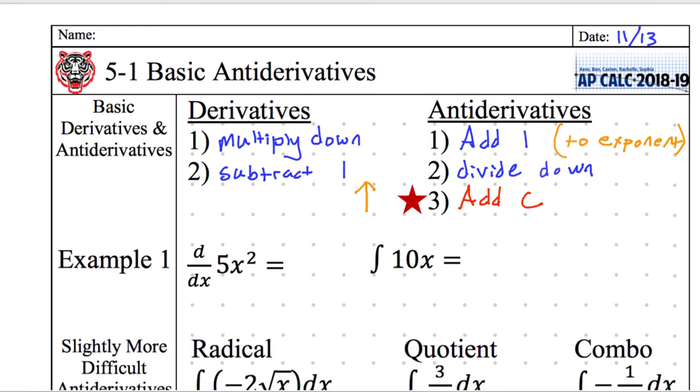So let's go forwards. Let's see if we have this memorized. The derivative of 5x squared is 10x. I know, 4 days without doing calculus. This is what happens. Okay, so it's 10x. Now let's go backwards. So the integral, this is the antiderivative. Let's write down its name. This symbol right here we call an integral.